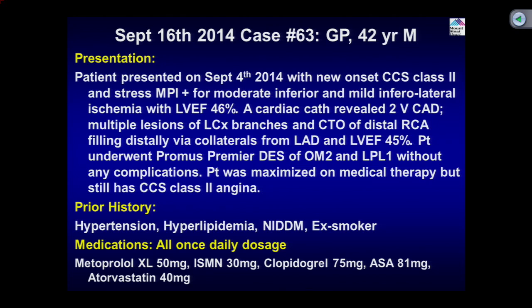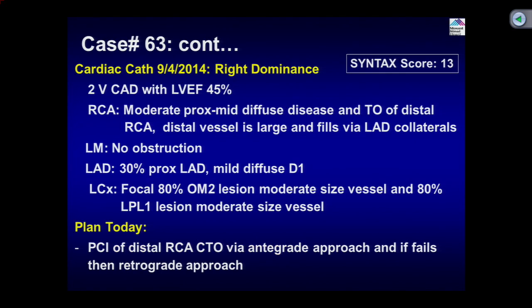This patient is a 42-year-old, probably the youngest we are doing here in our live case series, who presented earlier this month with new onset class 2 angina with inferior and inferolateral ischemia. Cath revealed 2-vessel disease with the circumflex branches and CTO of the distal RCA. At that time, the patient had stents in both OM2 and LPL with a Promus Premier, did well on medical therapy and was discharged, but still has symptoms, and this is what Anu is going to show.